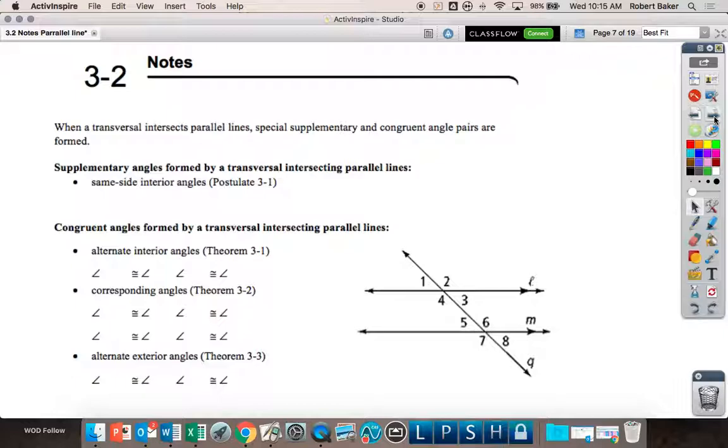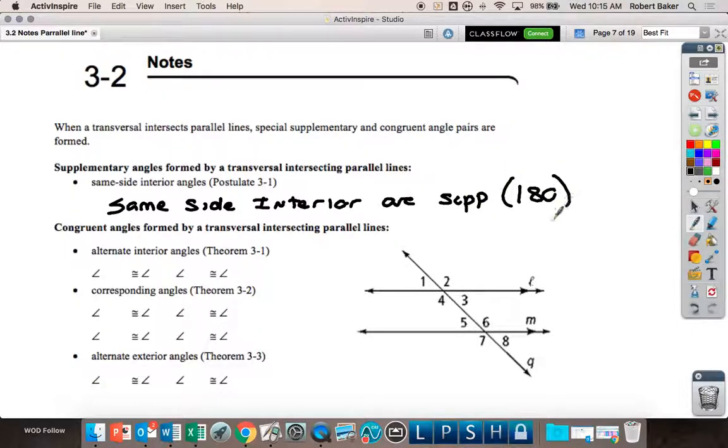Now, in this blank, you all have a bunch of stuff typed in there? No, it is a blank. So I want you guys to write same side interior are supplementary. And then put in parentheses, they add up to 180.